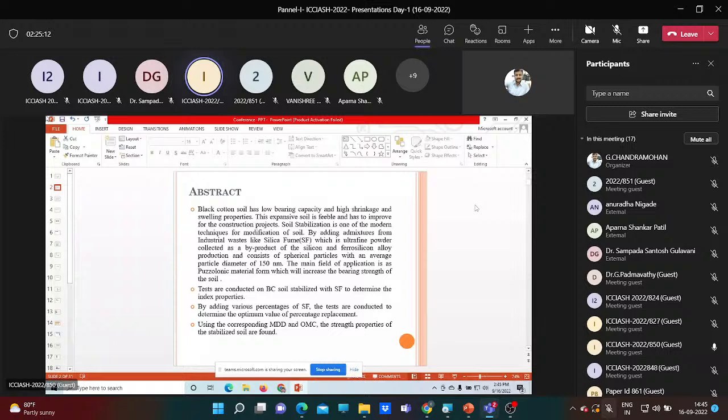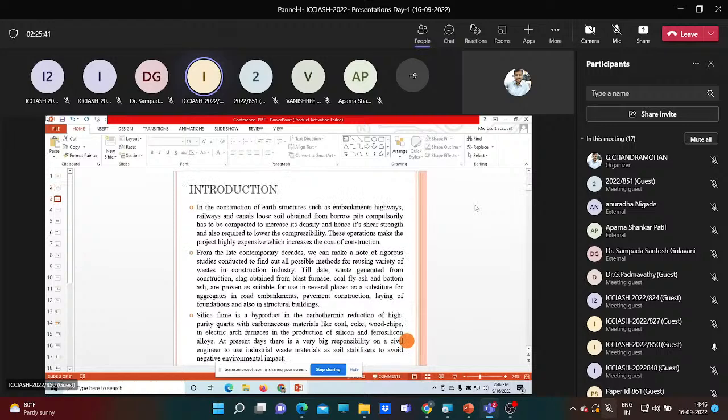By adding admixtures from industrial waste like silica fume, which is an ultrafine powder collected as a byproduct of silicon and ferrosilicon alloy production, and consists of spherical particles with an average particle diameter of 150 nanometers. The main field of application is as a pozzolanic material, which will increase the bearing strength of the soil. The tests were carried out on different properties using silica fume for stabilization.